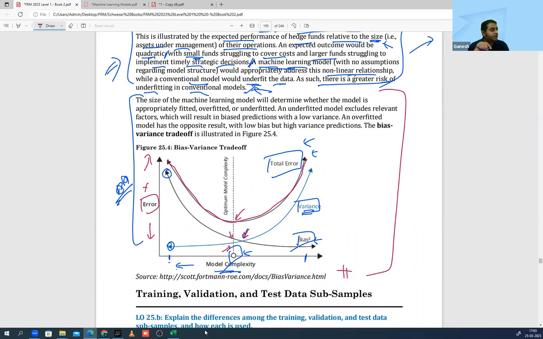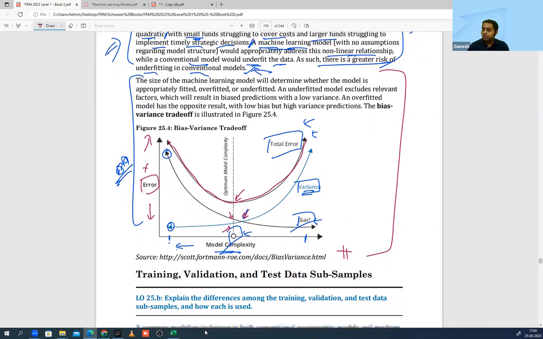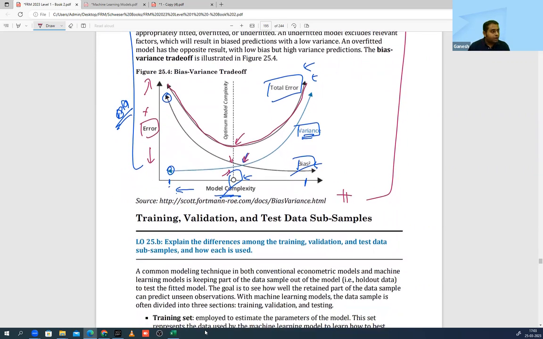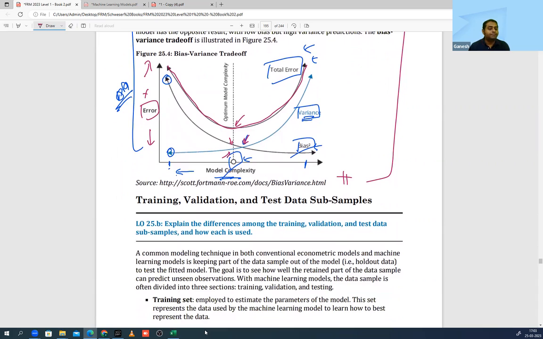Mark this diagram as star, important variance, bias variance trade-off. And to understand this, you have to be very clear what is overfitted and what is underfitted, otherwise you will not be able to do it. Okay. Now, how do we sort this problem?